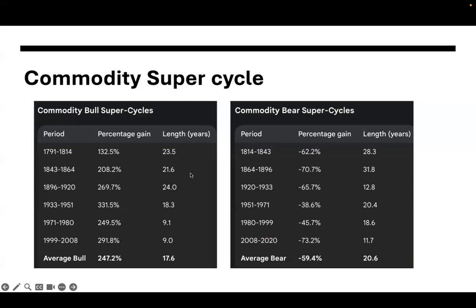So this is a split of the bull cycle and the bearish cycle. You can see that the last bull cycle happened between 1999 and 2008, and the bear cycle happened between 2008 and 2020. Right now, I think we are already in a bull cycle beginning from 2020 onwards.